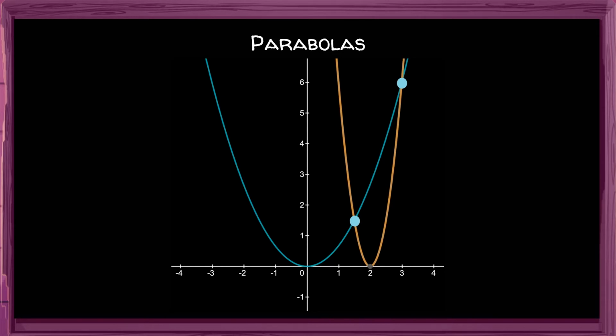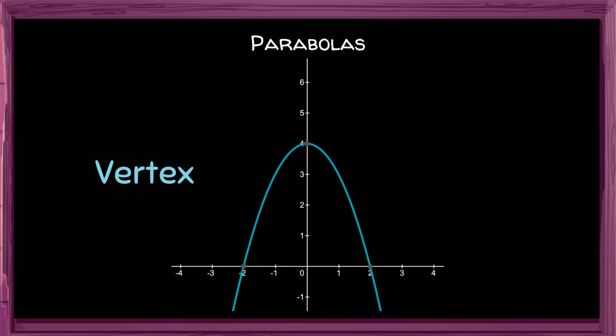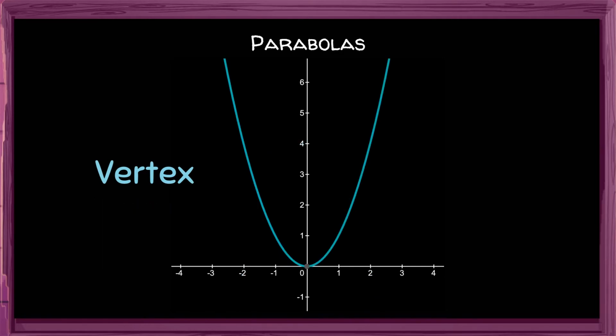The first point that's going to help us a lot is the vertex, which is the turning point of any parabola. On a rainbow-shaped parabola, a frowny parabola, the vertex is at the very top, so we sometimes call it the maximum. On a U-shaped parabola, a smiley parabola, the vertex is at the very bottom, so we sometimes call it the minimum. Either way, the vertex is usually pretty easy to spot on a parabola as long as we have a graph to look at.